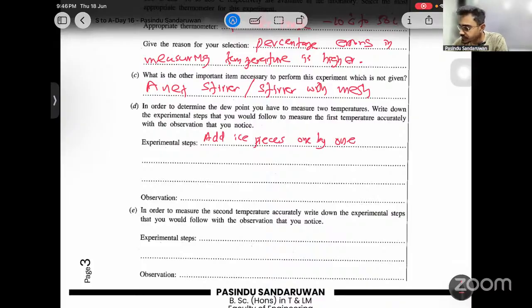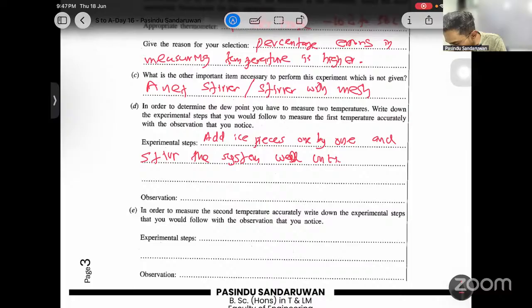Add ice pieces one by one and stir the system well until tarnishing of the surface of the calorimeter begins.